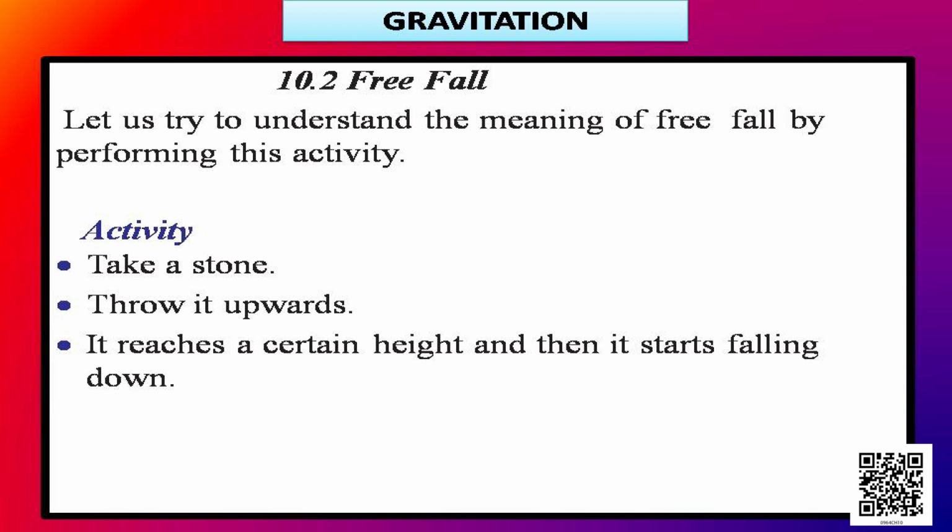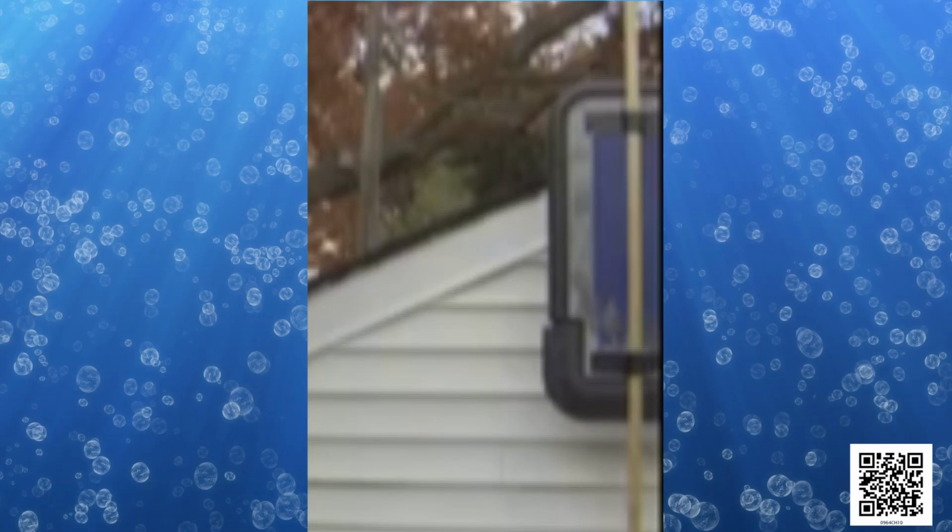What you can do? You can take a stone, throw it upwards, it reaches a certain height and then it starts falling down. Okay, it reaches up to a certain height. After that, without any delay, it tries to come down to the earth's surface freely. So this is called a free fall.